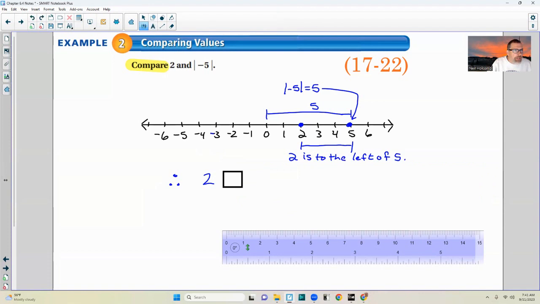What is going on here? 2 and absolute value of -5. So we're saying 2 and -5. 2 is, and as you can see, less than -5 because it's left. Okay, so 2 is less than the absolute value of -5. And that's how you do a comparison. Graph it, be careful with the absolute value, and then compare the number and its absolute value. And if it's left, it's less, and if it's right, it's greater than. Okay, now you should be able to do problem number 17 through 22.